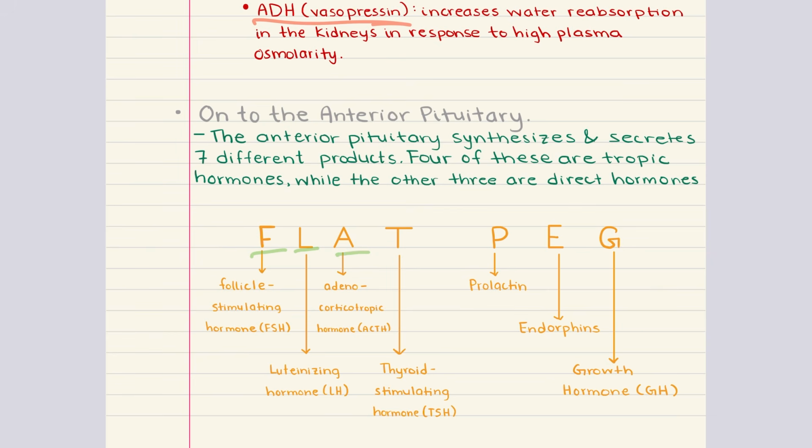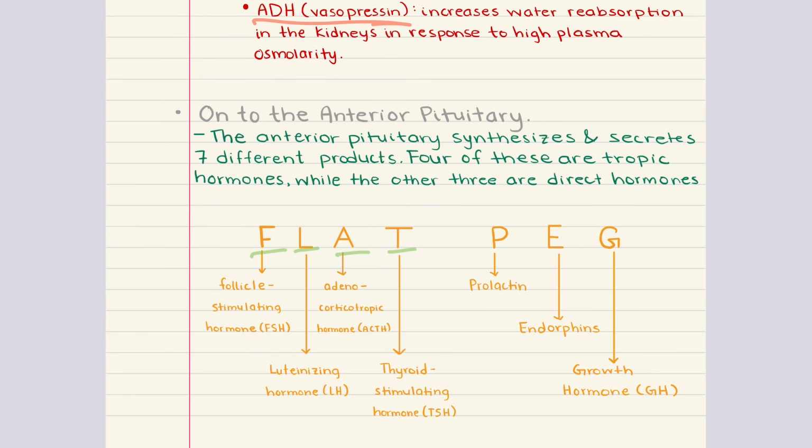A is for adrenocorticotropic hormone, which targets the adrenal cortex. Its main job is to stimulate the release of glucocorticoids, especially cortisol. This is a hormone that helps the body respond to stress, maintain blood glucose levels, and regulate inflammation.